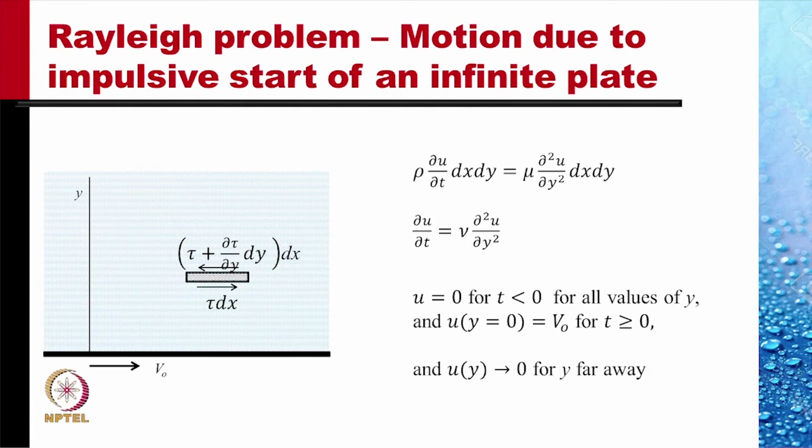And far away the velocity would still be 0. That is assuming that it takes infinite time for the effect of the motion of the plate to penetrate far away from the plate. So we can take u of y tends to 0 for y far away.